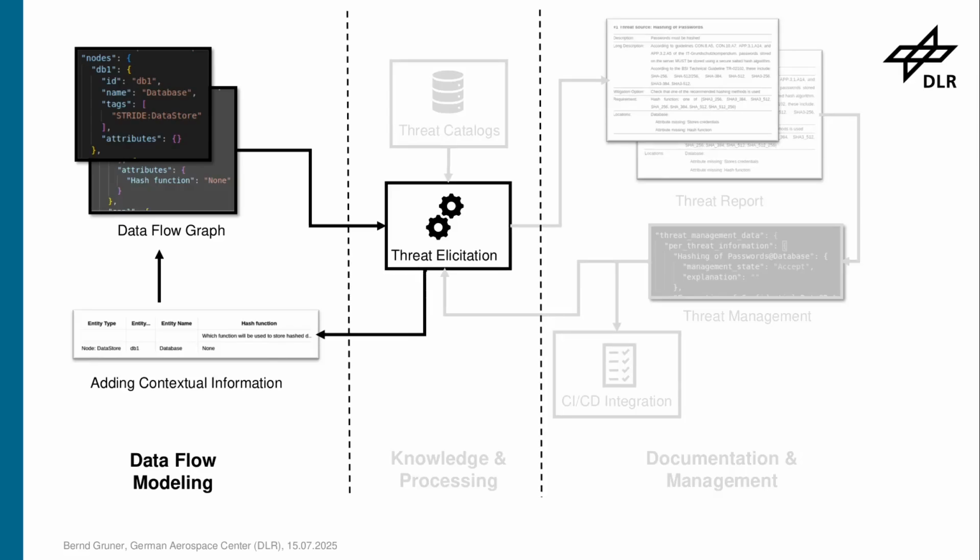FlowStrider takes as input the data flow graph and outputs an Excel file that contains all relevant missing information about the elements of the data flow graph. So we can fill in this missing information in the Excel file and update the data flow graph in order to make it more precise and improve the results of the threat modeling process.